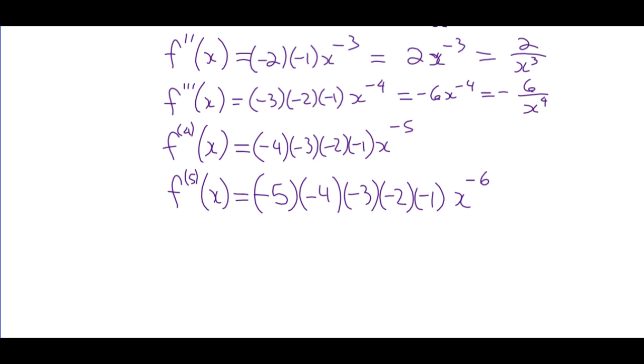All right, so have you ever seen this pattern in numbers before? 5 times 4 times 3 times 2 times 1? Factorial. Well, okay, so we need some negatives, right? How many negatives do we need?